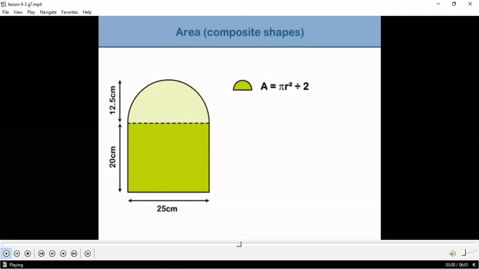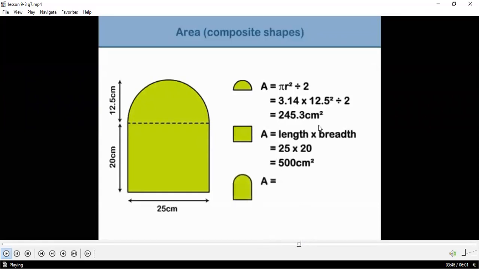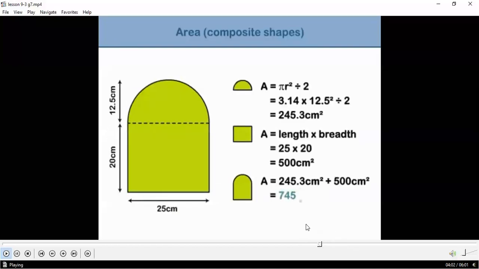After that, we have to calculate the area of the semicircle. It will be pi r squared divided by 2. And as you said, 12.5 to the power of 2 times pi. You will calculate the area of the circle first, and then you will divide it by 2. So the answer by the end will be 245.3. After that, we will calculate the area of the rectangle, and then we will combine them together to find the area for the whole figure.